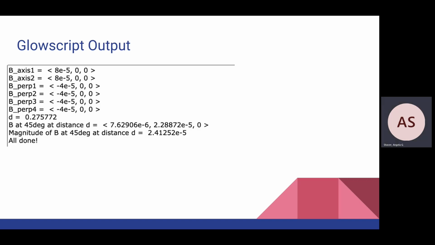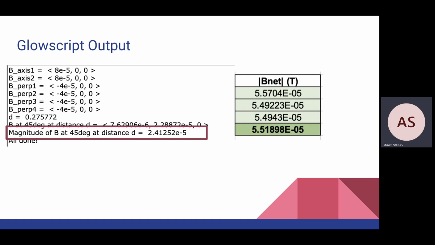And then here's the output from our GlowScript model, and the part that we are most curious about is the magnitude of B at that 45-degree angle. And so the Python model found it to be 2.411252 times 10 to the negative 5. And then comparing that to our data from the experimental model, we see that it's quite different. They're in the same order of magnitude, so you know that you're on the right track.